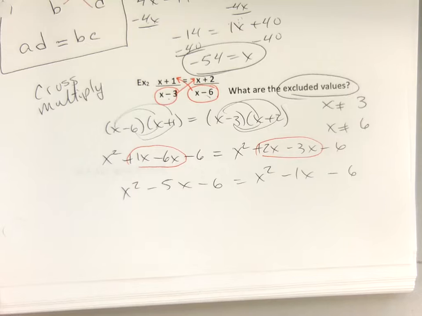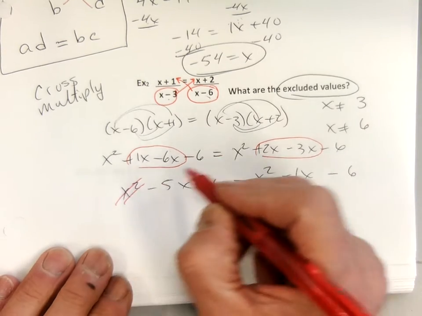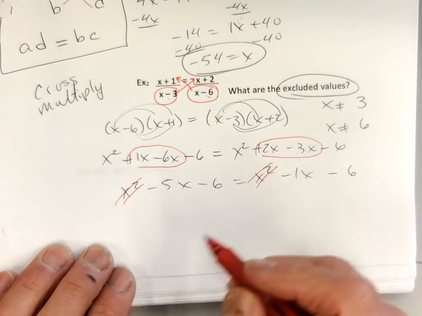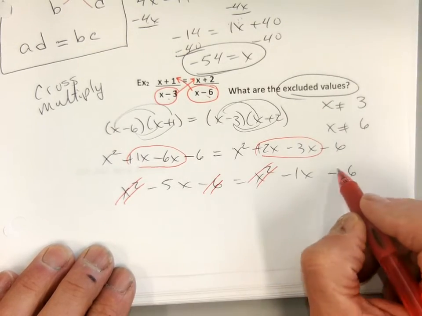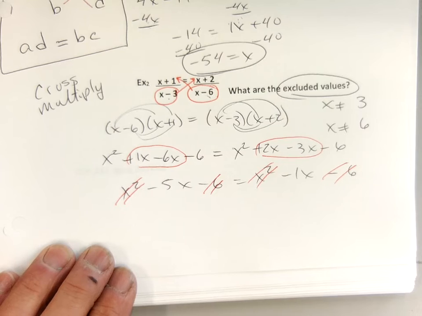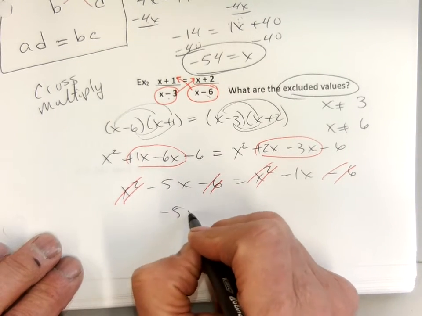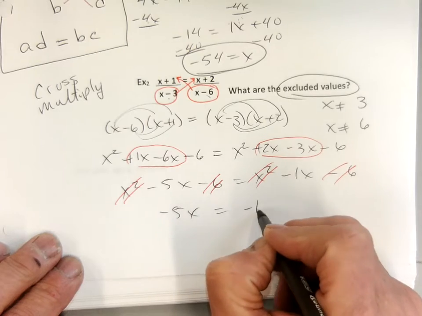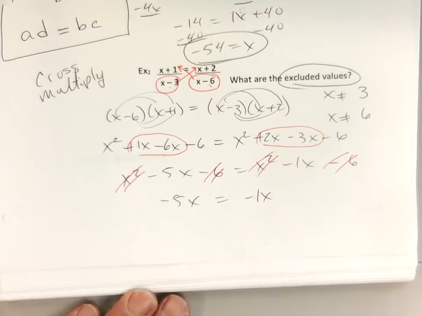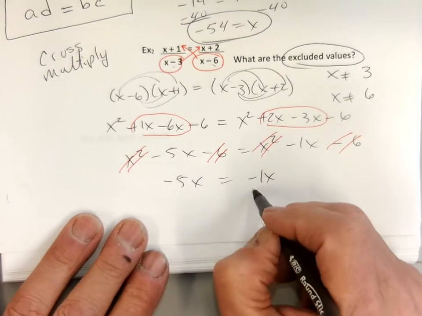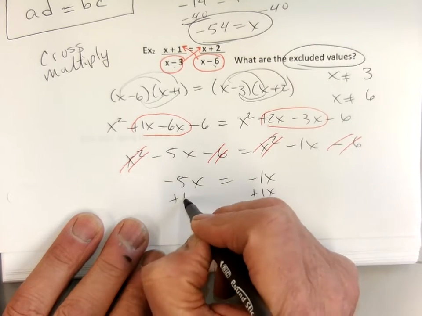Jacob, I want to do this one your way because crossing out the 6 is totally correct. Okay, can we do it your way? I'll wait for you guys to get caught up. So Jacob said cancel out the 6's because they're the same. He's totally right. Now here's the thing. If we cancel out the 6's, we've got to remember, if I have negative 5x equals negative 1x, if we add a 1x here.